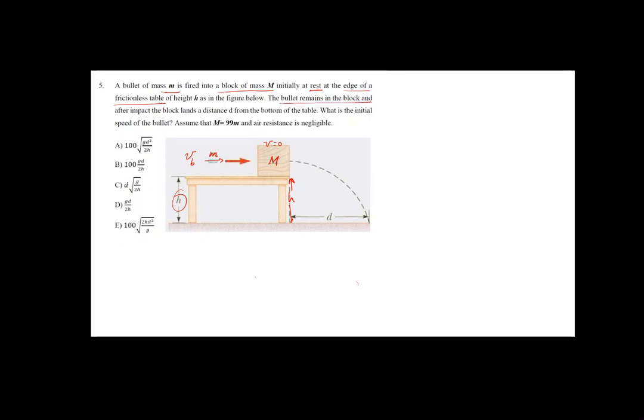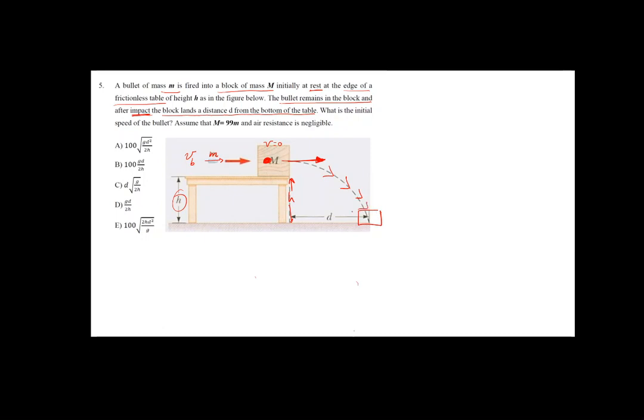remains in the block, and after impact, impact means like collision. It's similar to the collision, okay? After the impact, the bullet remains inside the block. So it will penetrate inside the block, and they will become like one big block plus the bullet inside it. So the block lands at a distance from the bottom of the table. So the block will move, of course, it will give the block some momentum. Okay, so the block will move as a projectile until it reaches the ground here.